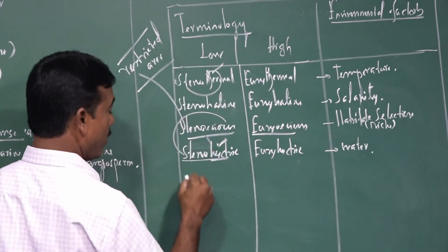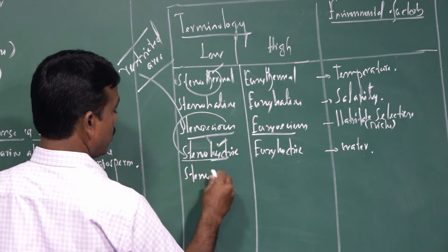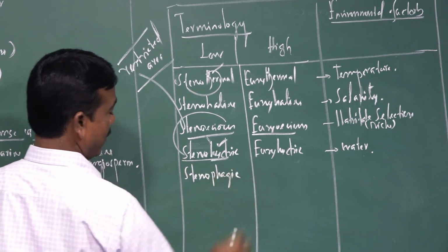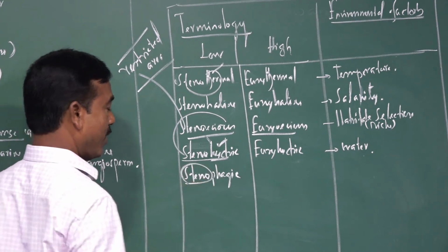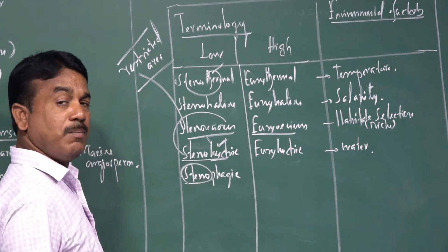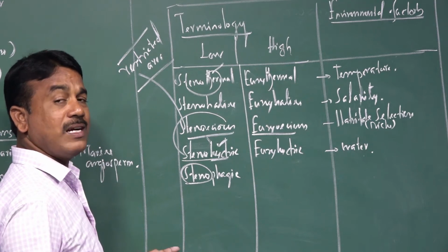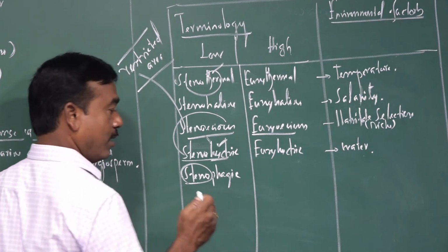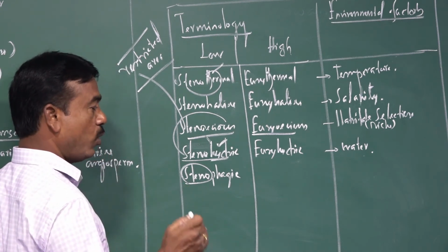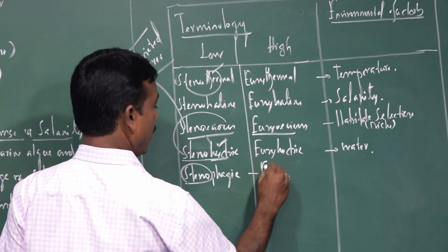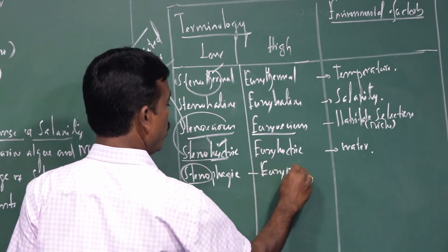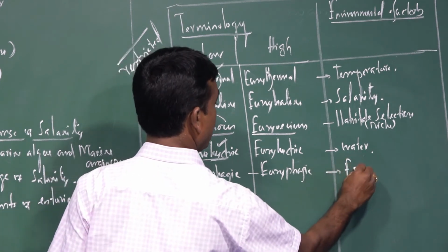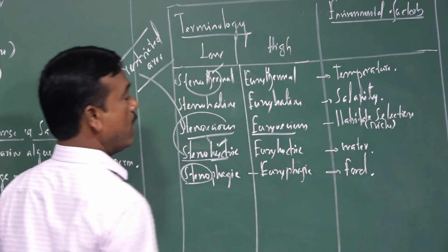Based on food, they are called stenophagic. What is steno? The organism that accepts mixed food, so different kinds of food are accompanied with them. That is called stenophagic. The plants that accept only a narrow range are commonly called euryphagic. This is the classification based on food.